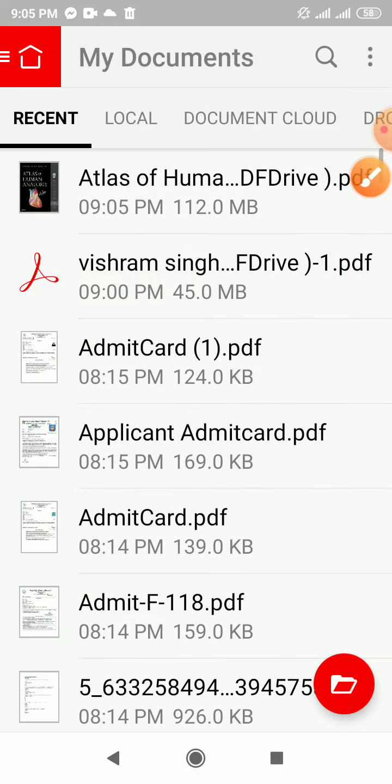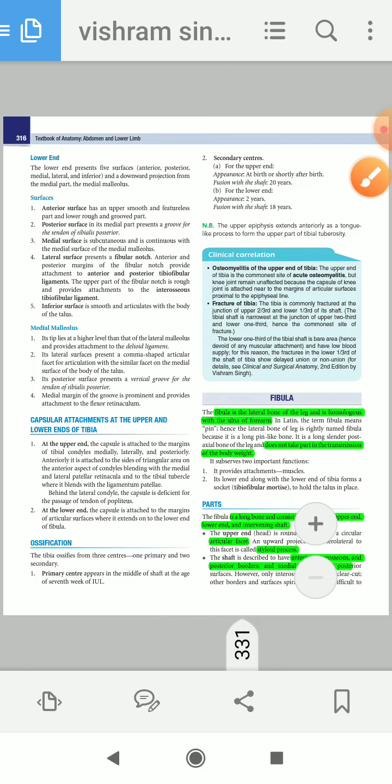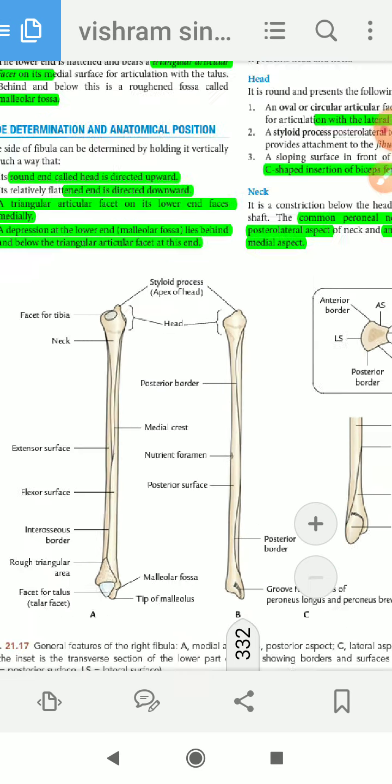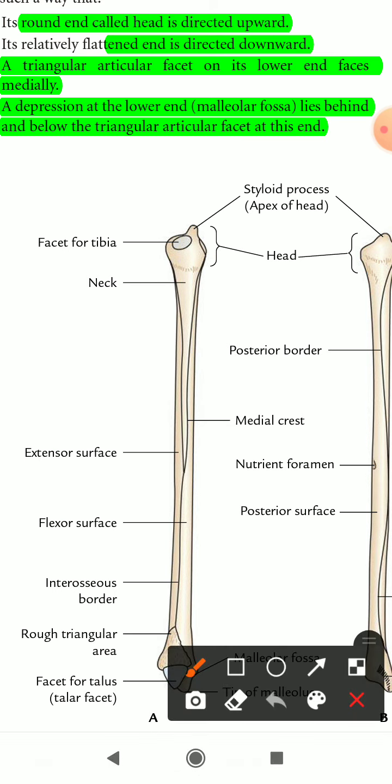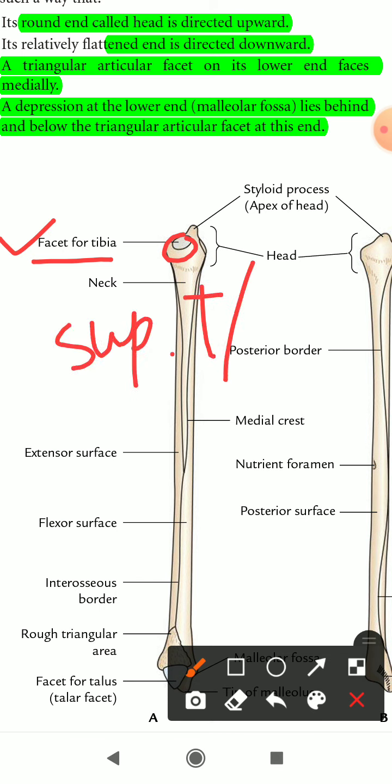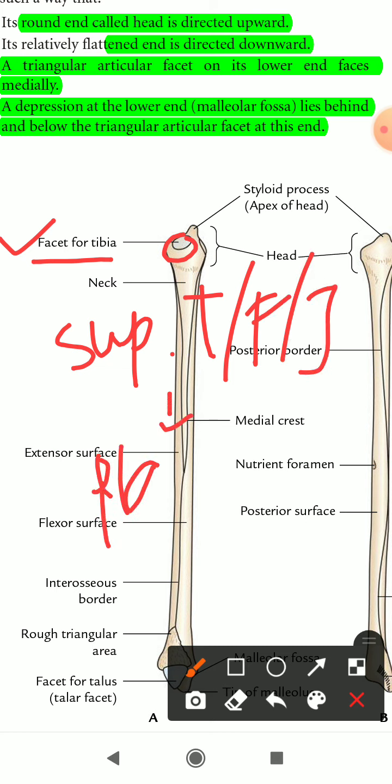If we see another picture, it contains an articular facet to articulate with the tibia and forms the superior tibiofibular joint. Look at that, it has a facet in the upper end to articulate with the tibia and forms the superior tibiofibular joint, which is a plane variety of synovial joint.